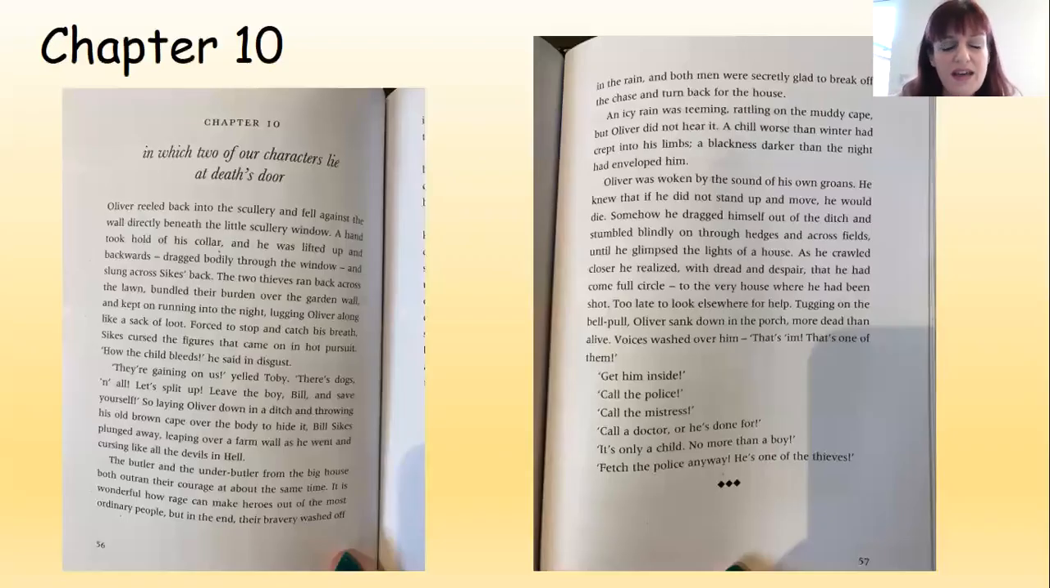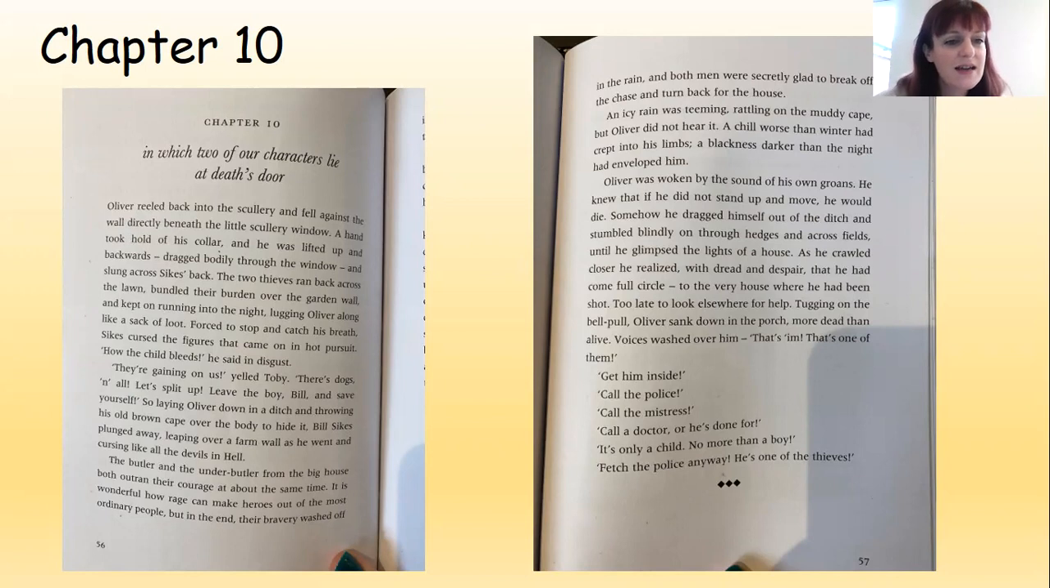But first up, we need to read chapter 10 of Oliver Twist. So I'm going to read now. You can read along with me. You can just listen. Please make sure, maybe you might want to listen out and see if you can hear any examples of inference as we go along.